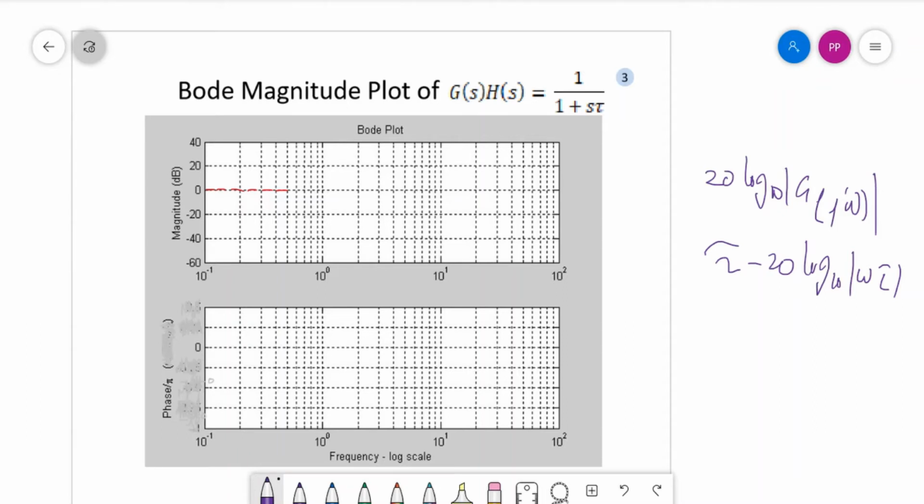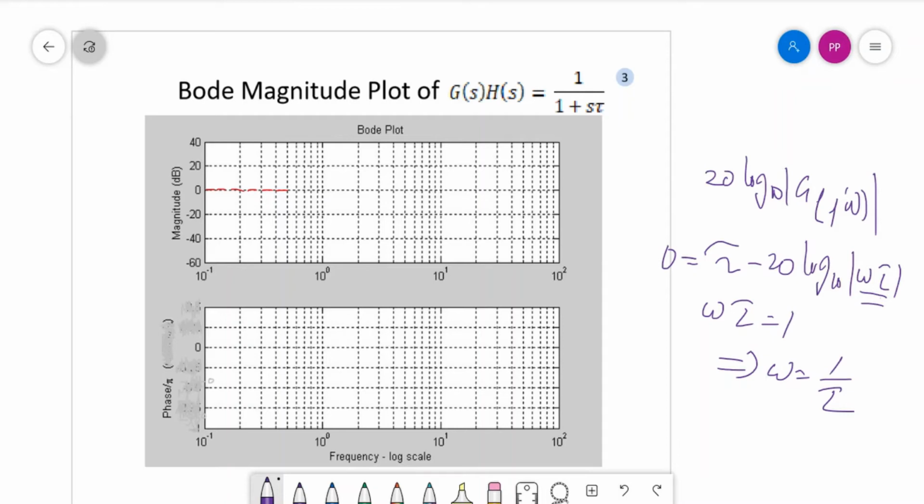In this situation, when the value of omega is decreasing in such a way that the magnitude in decibels becomes 0, it implies that omega tau should become 1, which implies that omega equals 1 by tau. So for omega equals 1 by tau, this second asymptote will cross the 0 decibel line, and that is the point of intersection with the first asymptote also.